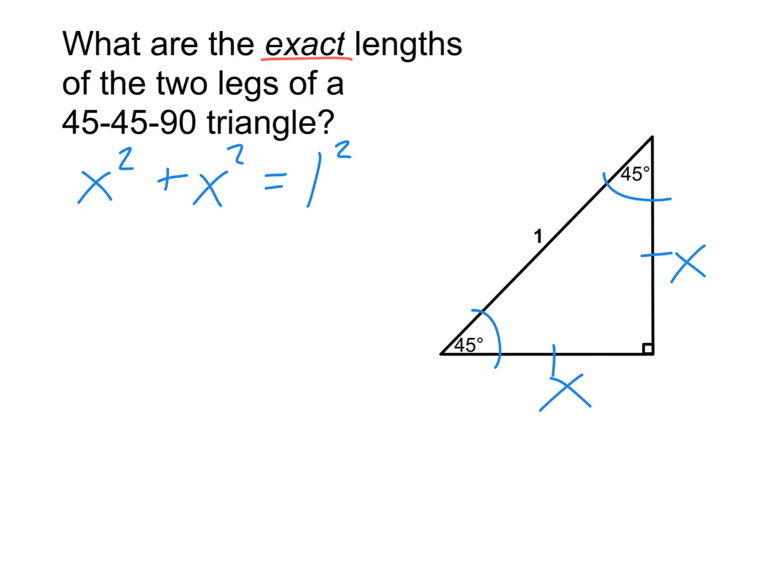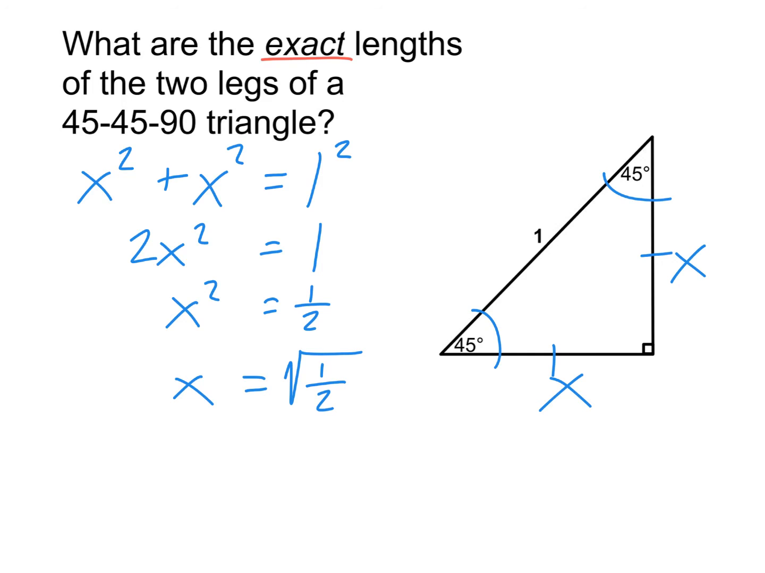Now we can use algebra to figure this out, because x squared plus x squared is 2x squared. 1 squared is just 1. If I want to know what x is, I first divide both sides by 2, which gives me 1/2. Then I take the square root of both sides, so x equals the square root of 1/2. That's kind of ugly to look at. I don't want to leave it as the square root of a fraction.